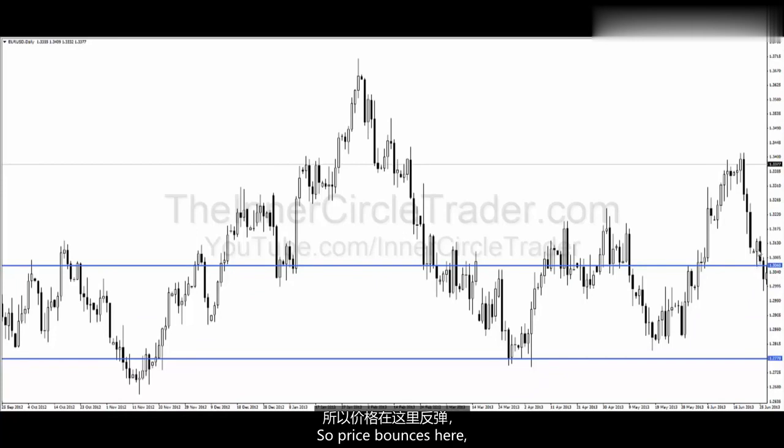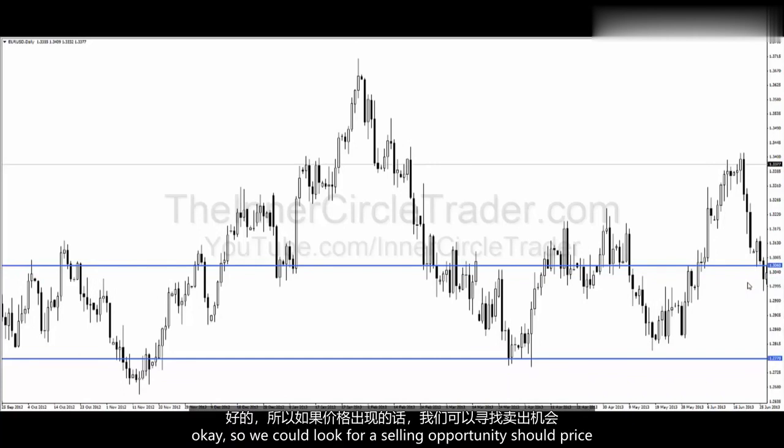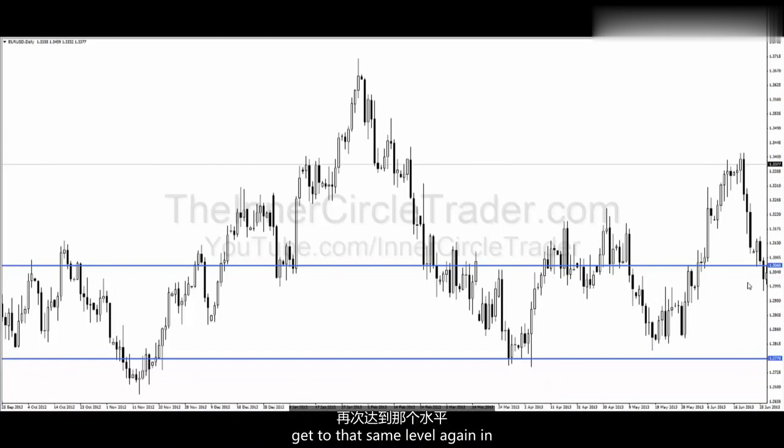So price bounces here, okay, at an old swing high. Bounces here. Now, price trades through it, but if price ever comes back at that same level, that is a potential area of a setup. So we could look for a selling opportunity should price get to that same level again in the future.